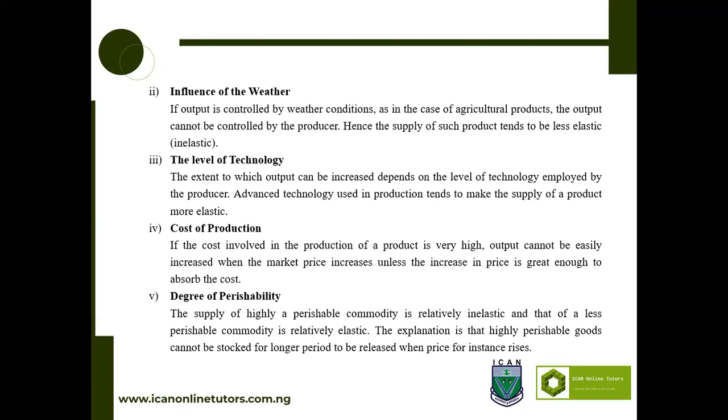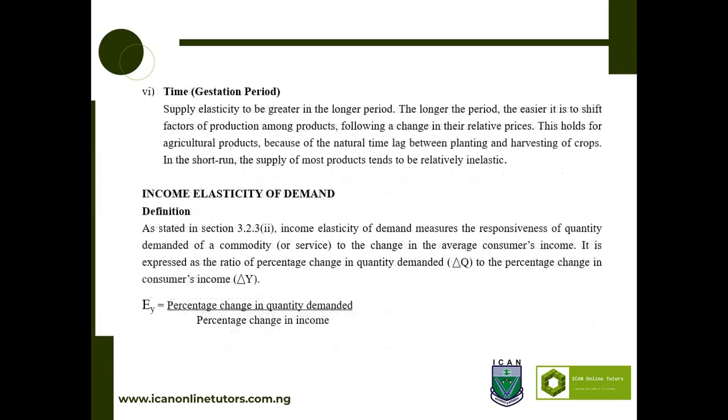Highly perishable goods cannot be stocked. Most perishable goods cannot be stocked for a longer period to be released when price, for instance, increases. Lastly, we have time, or what is known as gestation period. Supply elasticity tends to be greater in the longer period. The longer the period, the easier it is to shift factors of production among products following a change in their relative prices. So you can change the factors of production easily when there is a longer period.